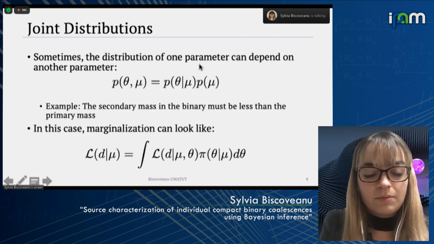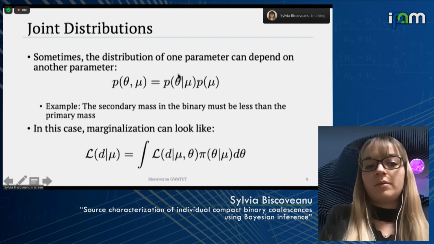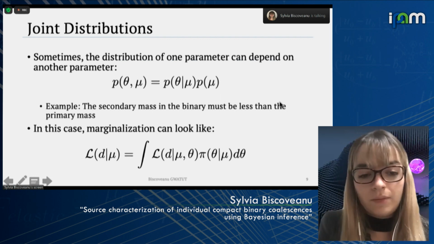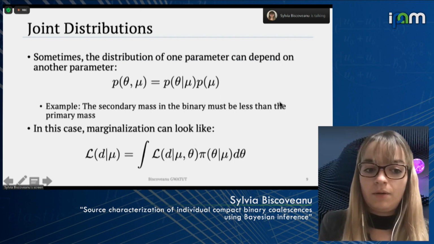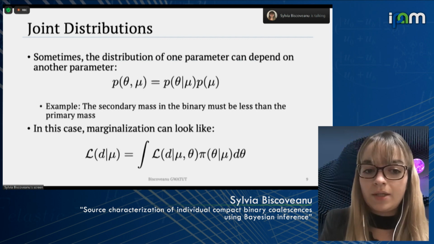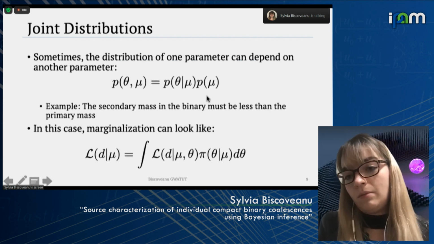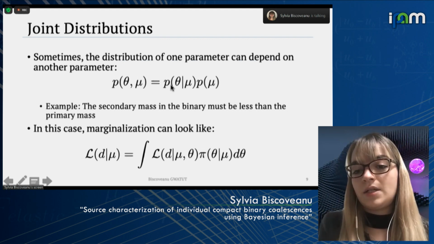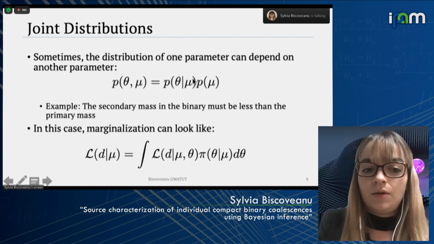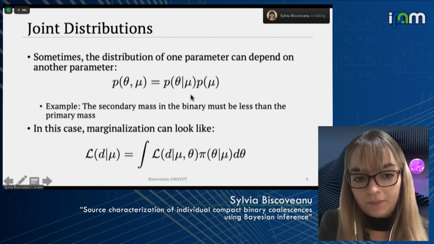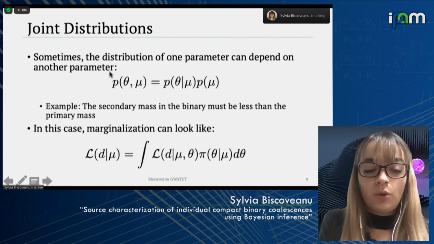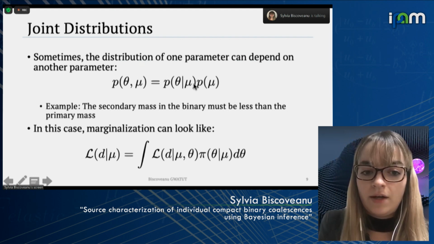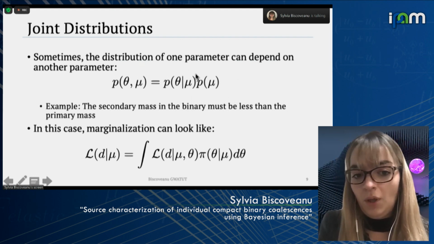And sometimes the distribution of one parameter can depend on another parameter. So one example is when we look at compact binary mergers, the secondary mass in the binary is defined to always be less than the primary mass. So if we know that the primary mass is 6, then the prior on our secondary mass can be no higher than 6. And so again, we denote this through this conditional bar. So the joint probability of both theta and mu, for example, is equal to the probability of theta given mu times the probability of mu, which might be independent.